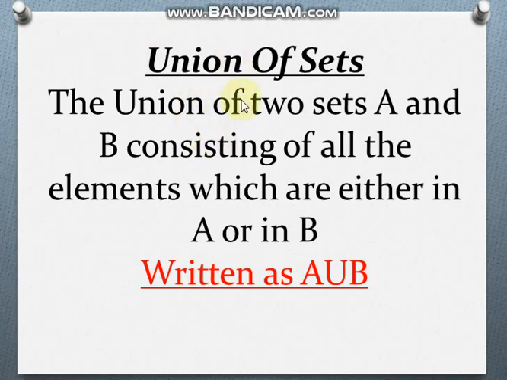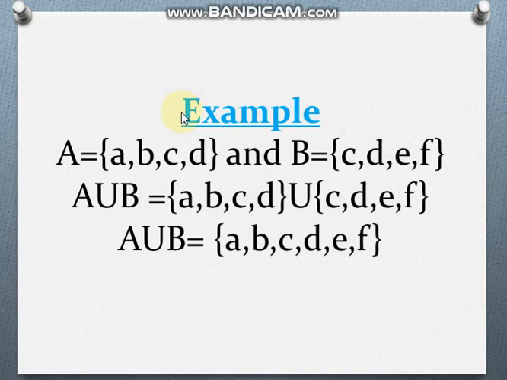The third operation is the union of sets. Union means, for two sets A and B, the set consisting of all the elements which are either in A or in B, a combined collection, written as A union B. Example: if A = {a, b, c, d} and B = {c, d, e, f}. For A union B, first write set A, the union symbol, then set B, and combine all the elements. So the answer is {a, b, c, d, e, f}.